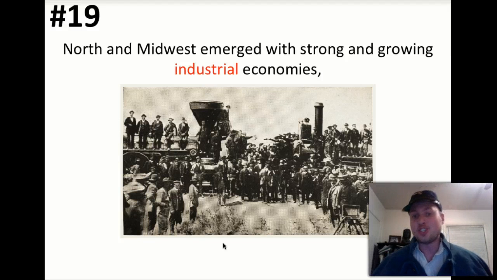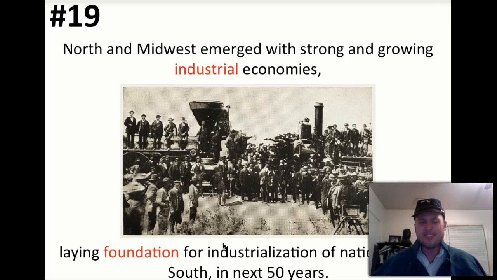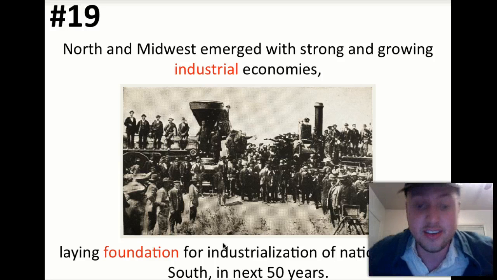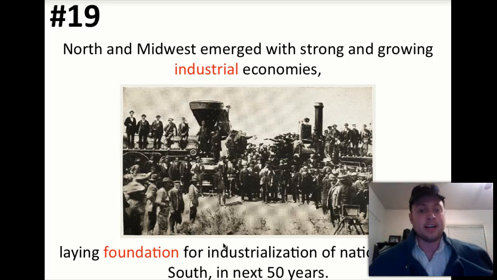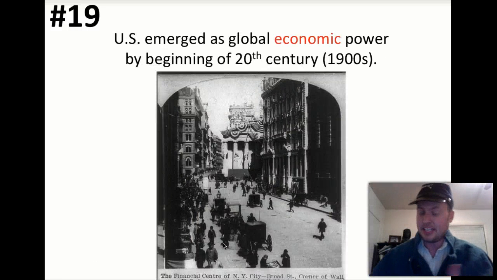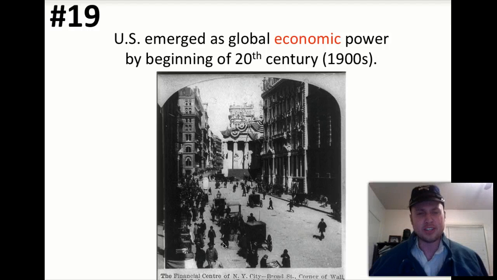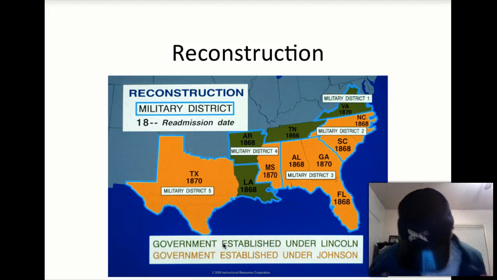The North and the Midwest, just the opposite, emerged with strong and growing industrial economies because they were the big winners and their economy grew to fight the war. This will lay the foundation for industrialization of the nation, except in the South. Remember, that's the poor, backwards agricultural area for the next 50 years. Still on 19, the U.S. will emerge as a global economic power by the beginning of the 20th century. And you can say that the Civil War for the North and the Midwest was a springboard to bring the U.S. to that point.